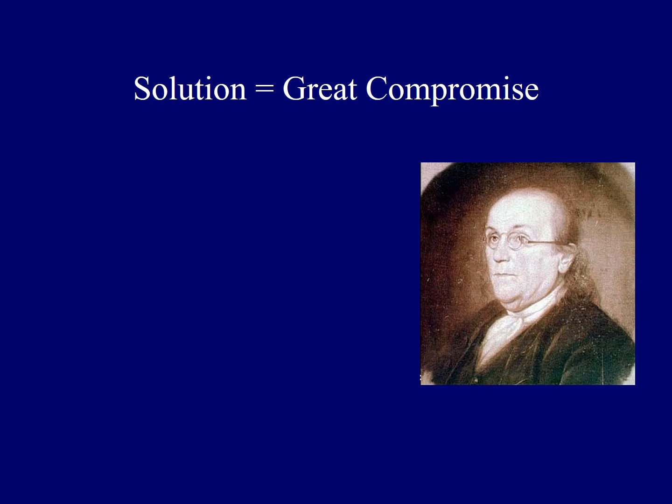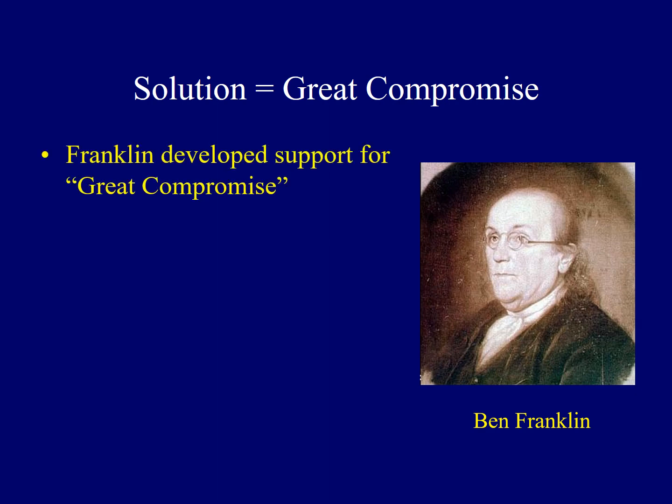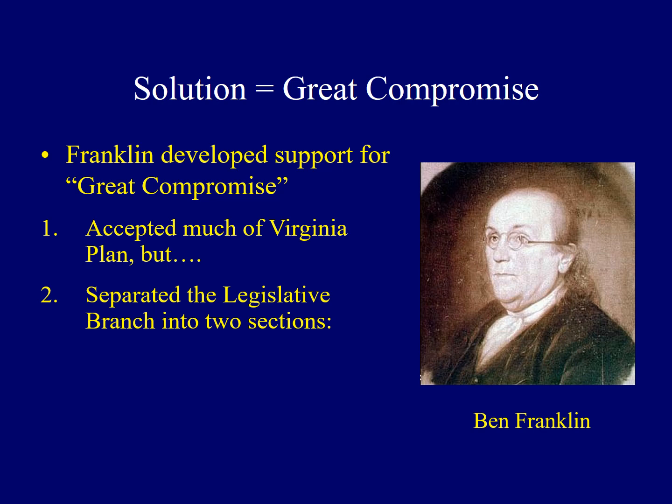Finally, cooler heads prevailed when the oldest delegate, Benjamin Franklin, developed a compromise, or at least support for what came to be known as the Great Compromise. It actually accepted much of Madison's Virginia plan, but it had a key distinction. It separated the legislative branch into two different chambers. The upper chamber would be the Senate, and every state would be treated equally. There would be 2 senators for each state. In the House of Representatives, the number would be determined by each state's population. This struck a balance between the big and the small states.